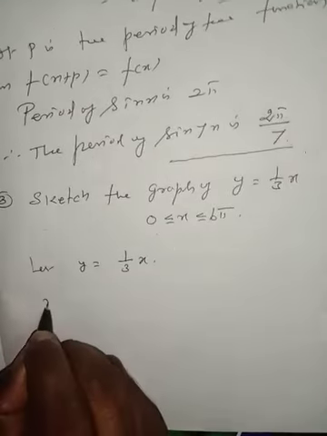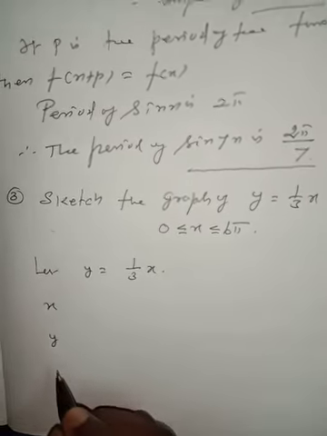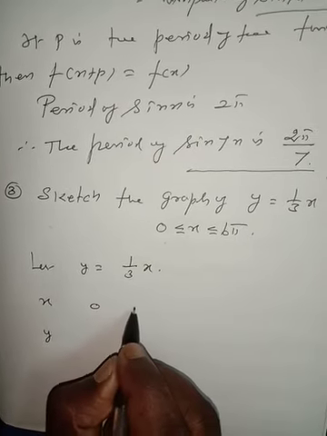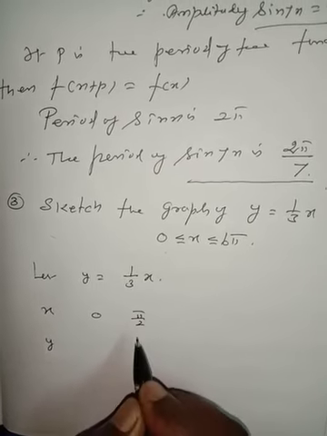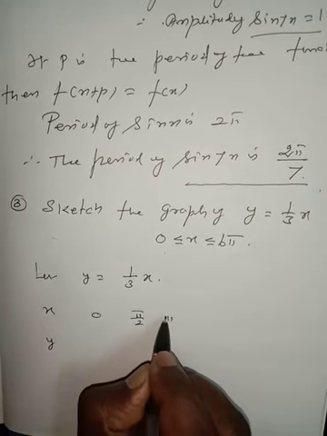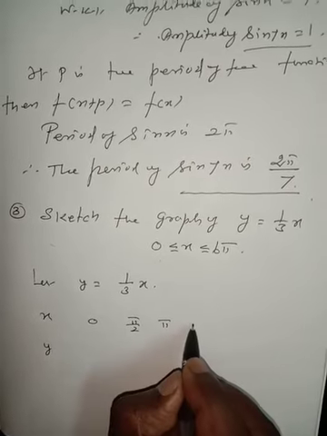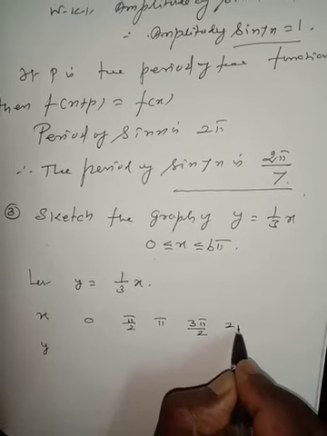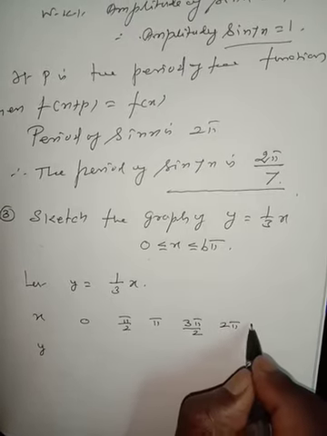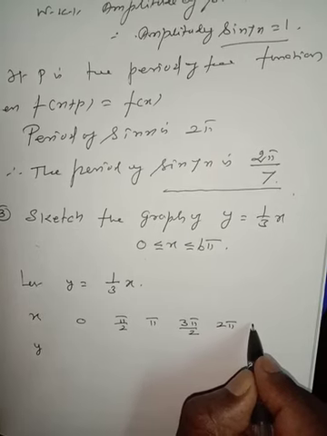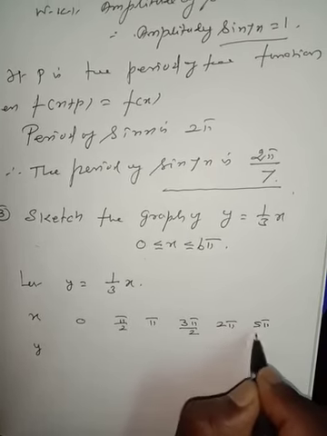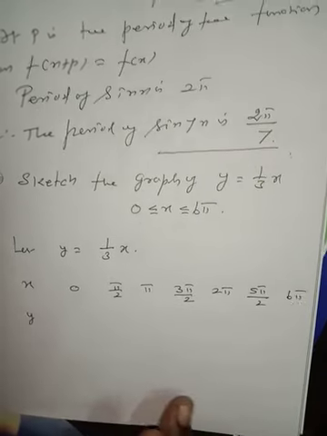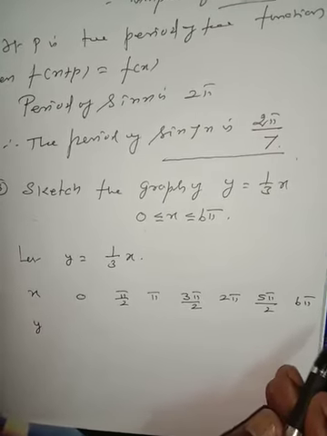Therefore x and y: 0, pi by 2, pi, 3 pi by 2, 2 pi, 5 pi by 2, 6 pi. These are the x values.